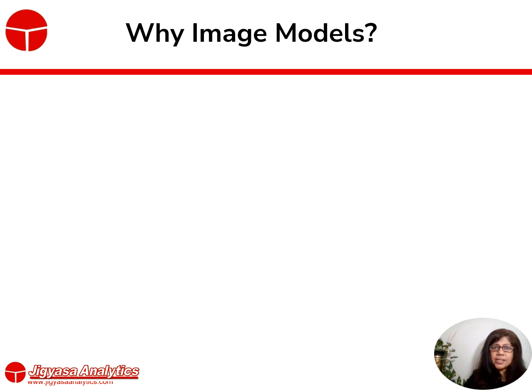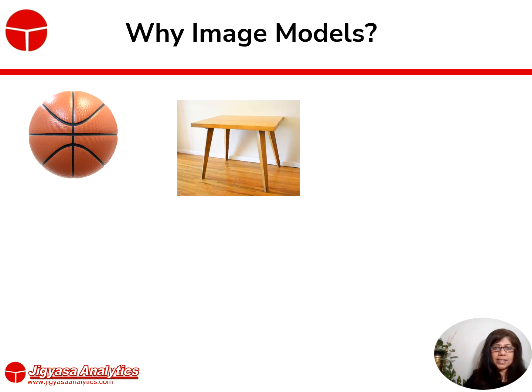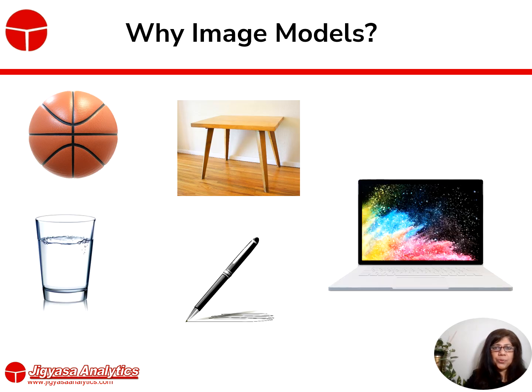Why image models? Well, images are all around us. We human beings start out our lives by processing images and objects around us and become exceptionally good at it. And we end up classifying objects every day without really thinking too much about it. This is round and rubbery, so it's a ball. This object has four legs and a flat surface, so it's a table. Here is a glass of water, and that is a pen. And here is my computer.